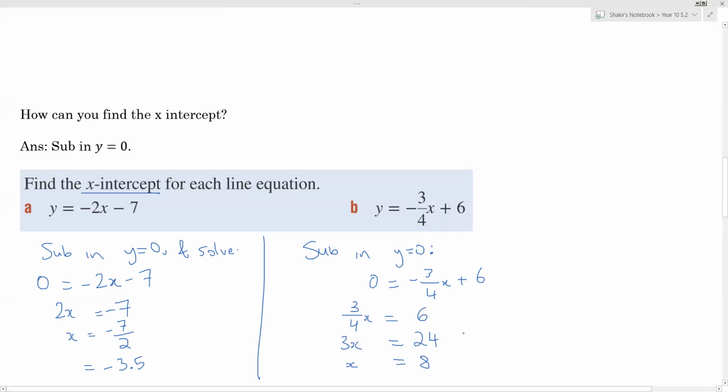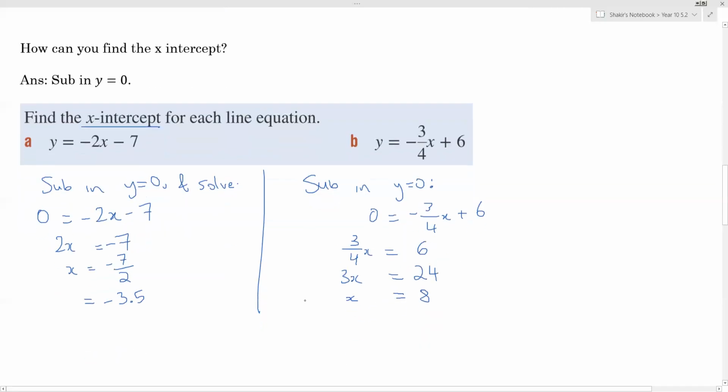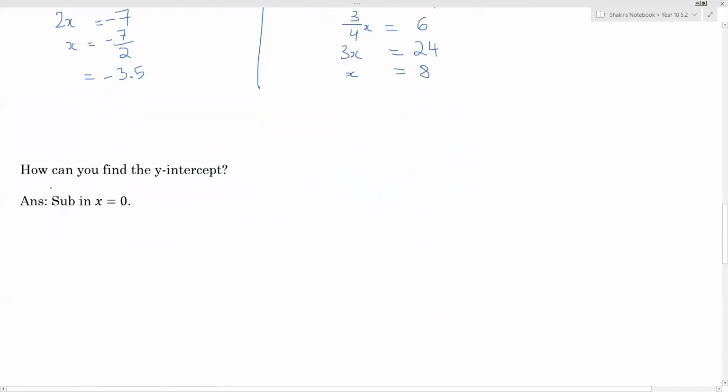All right. Any questions? Remember, you can send it to me via chat if you're not sure. But that's the general gist of it. To find the x-intercept, you sub y equals 0 in. To find the y-intercept, you sub in x equals 0 and solve in exactly the same fashion as before.